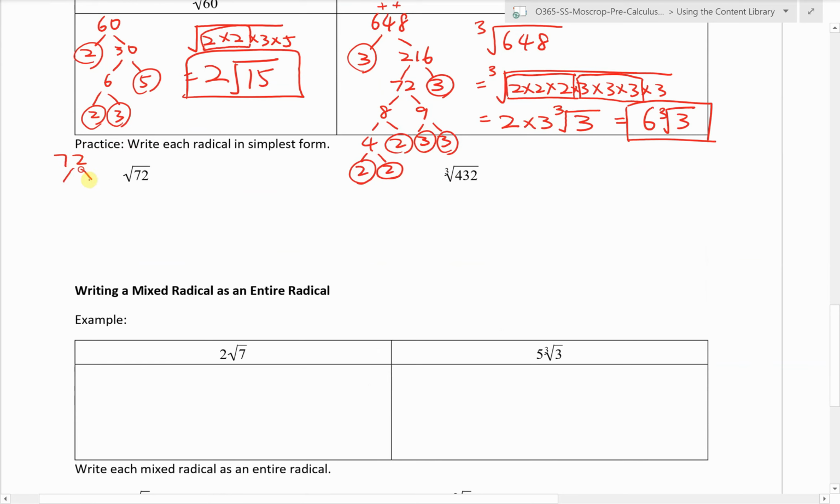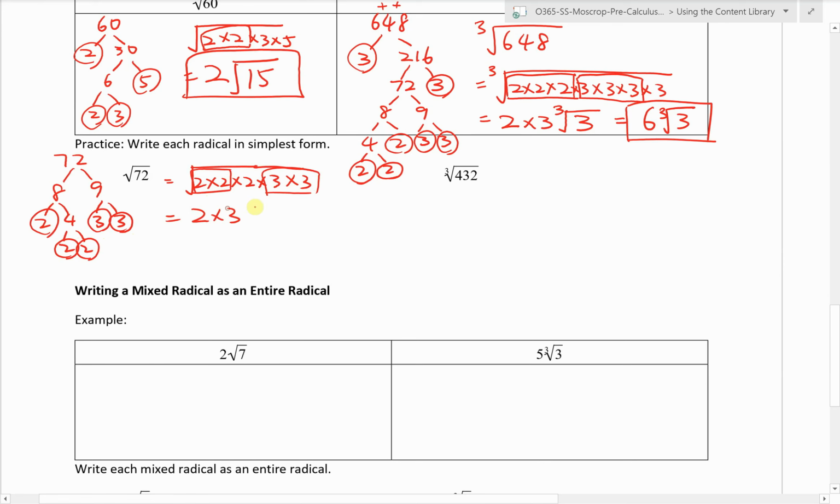72 is equal to 8 times 9, which is 2 times 4, and that's 2 times 2. 9 is 3 times 3. So we have 2 times 2 times 2 times 3 times 3. And again, we have 3 2's, we have 2 3's. So that is going to give us 2 times 3. We have a 2 remaining, and 2 times 3 is 6. So the answer is 6 root 2.